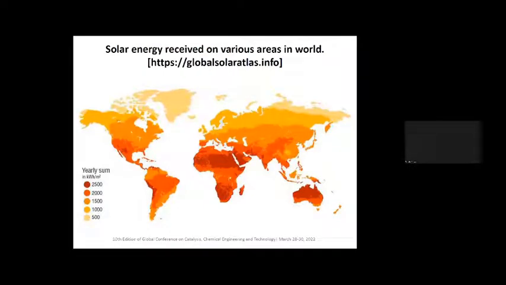So this is the solar energy received on the earth by various countries and by various areas. Each country and each area is getting solar energy at different intensities.